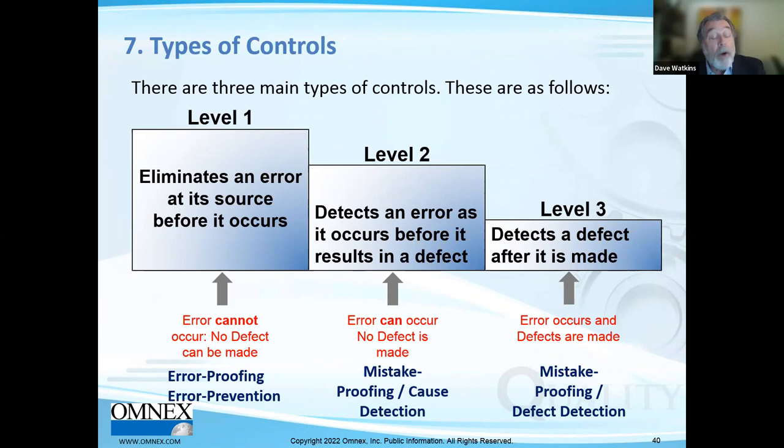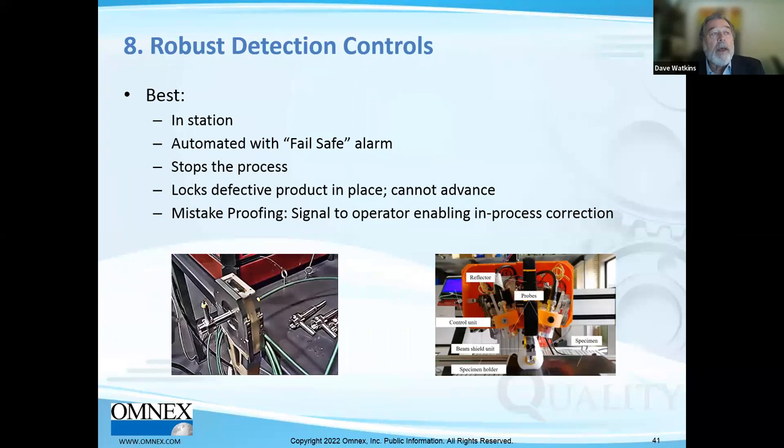But what's worse is all detection controls fail, which means that some of the defects are going to escape. That's kind of Watkins' law. And it's based on personal experience that no matter how robust we think a detection control is, it can and will be defeated one way or another. So when we rely on detection controls, they have to be robust.